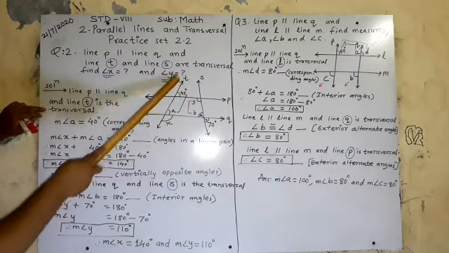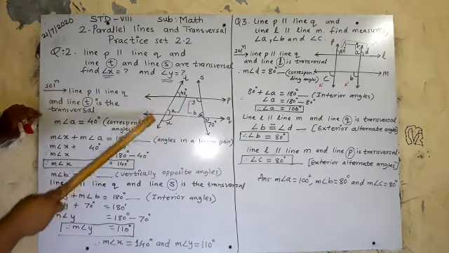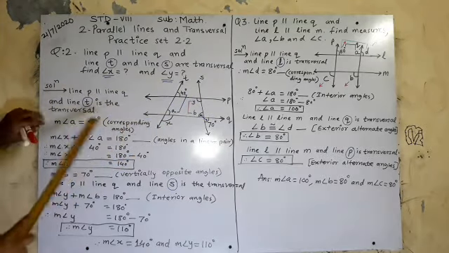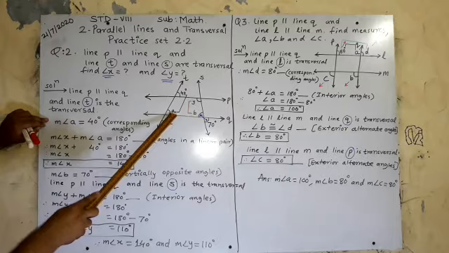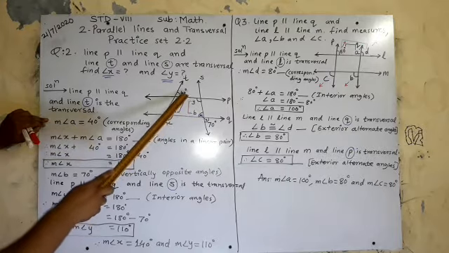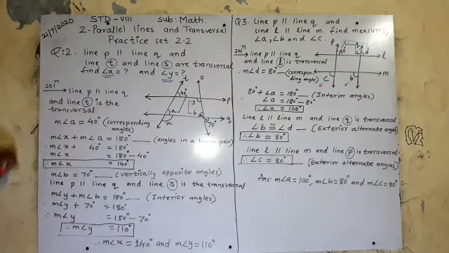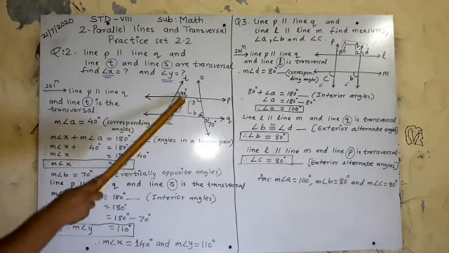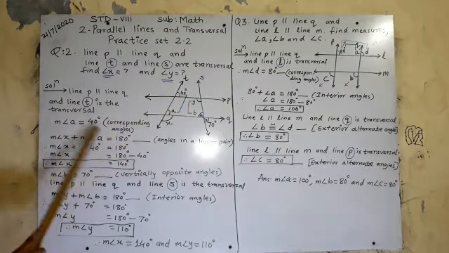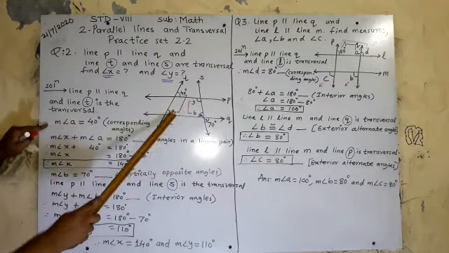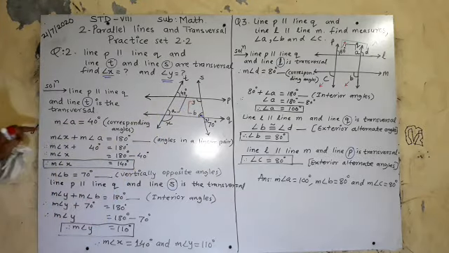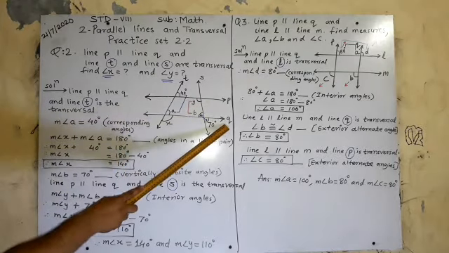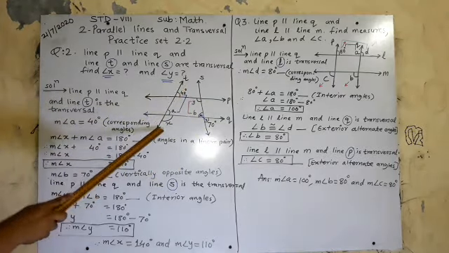Now you have to focus here only. Don't go there. Focus here only. See, I have written over here that measure of angle A is equal to 40 degree. Why? Remember the property, the first property we have discussed. It is corresponding angles. So measure of angle A will be 40 degree, as P and Q are parallel and T is a transversal.